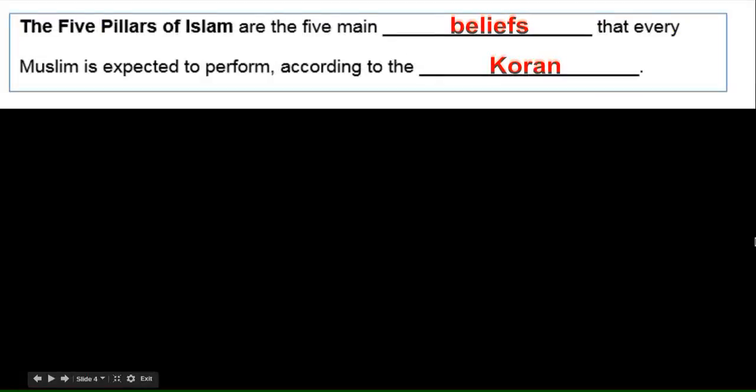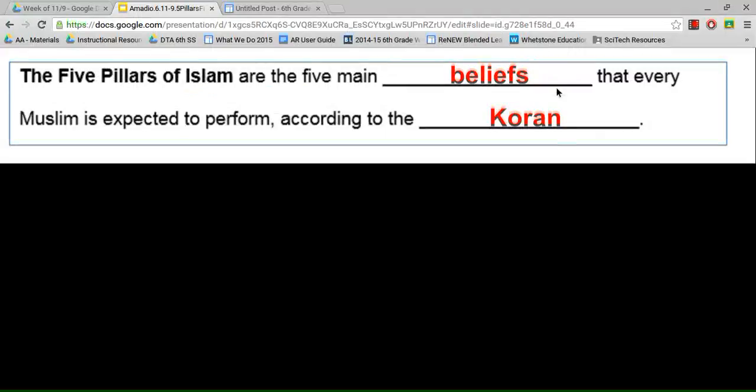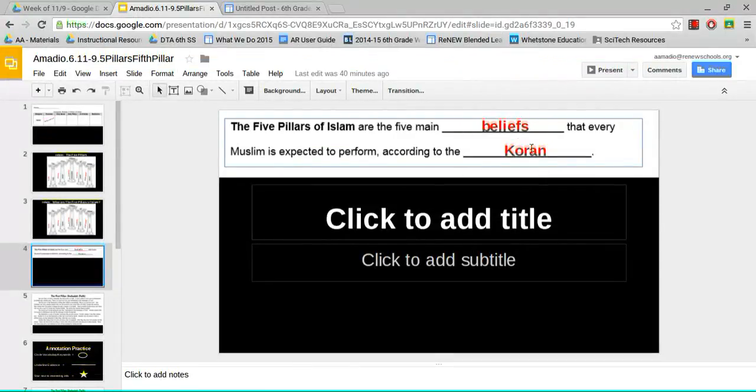The 5 pillars of Islam are the 5 main beliefs that every Muslim is expected to perform according to the Quran. And I'm going to take a second to edit this PowerPoint because the Quran is spelled 2 different ways and you might see it either way.